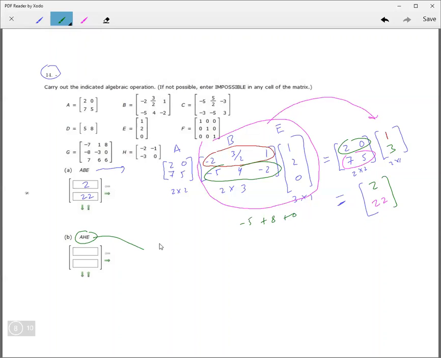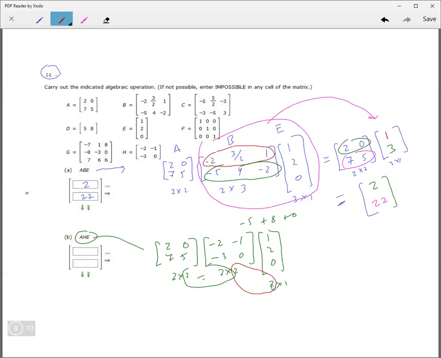So A is this one right here, 2, 0, 7, 5. H is this one. And E is this one again. Okay, so now there's a problem right here. That's 2 by 2, that's 2 by 2. So you can multiply these two together because those are equal, so that's fine. But this one here is 3 by 1. And here that's a problem because there's 3 rows and there's only 2 columns. So this means this is impossible.